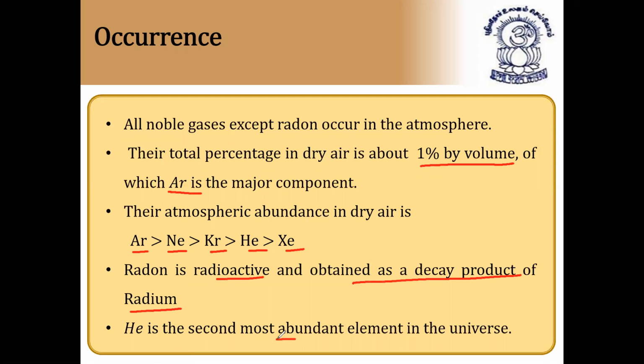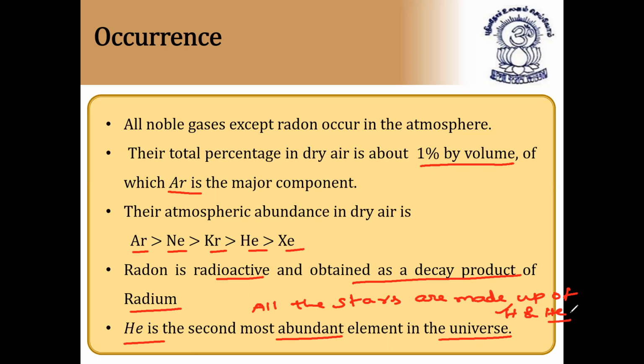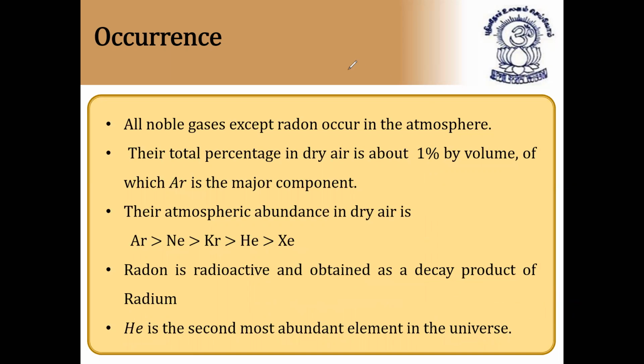Helium is the second most abundant element in the universe because all the stars are made up of hydrogen and helium. All the stars in the universe, because the universe is bigger than Earth, are made up of hydrogen and helium. So the most abundant element in the universe is hydrogen and the second most abundant element is helium, not on the Earth. On the Earth, the most abundant element is oxygen, as we already know. So I hope it is clear. So this is the occurrence of noble gases.